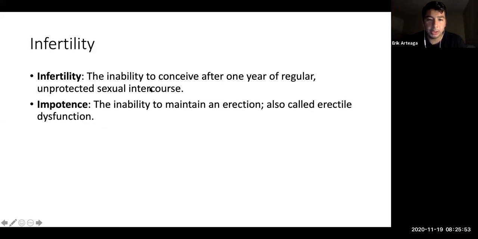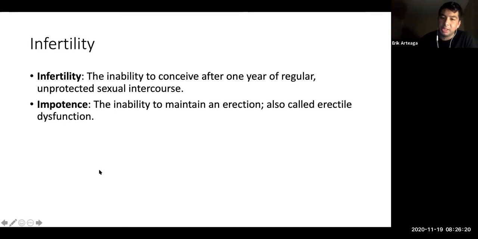Infertility, so the inability to conceive after 1 year of regular unprotected intercourse. So this is actually defined. I didn't even know it was defined. I thought you would need a diagnosis of a low sperm count or non-viable egg to actually be infertile. But infertility is sexual intercourse between two people for a year. Apparently, it's the definition.